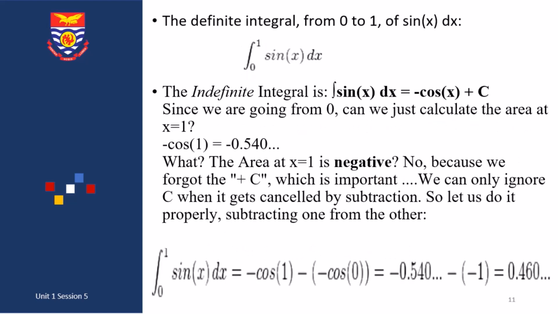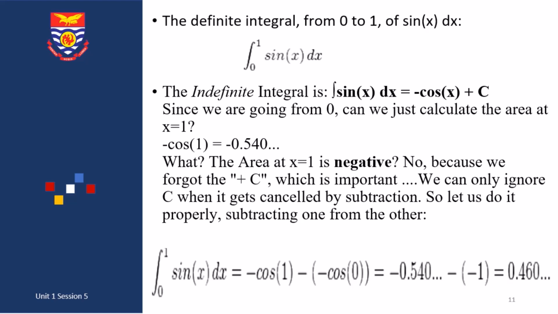Now, the definite integral from 0 to 1 of sine x dx. So the definite integral will give us the result when x is equal to 0 and when x is equal to 1. Since we are going from 0, we can just calculate the area at x equal to 1. Remember, the integral of sine x will always give us negative cos x. So when x is equal to 1, we can simplify negative cos 1 to give us negative 0.540, and that's the area at x equal to 1.